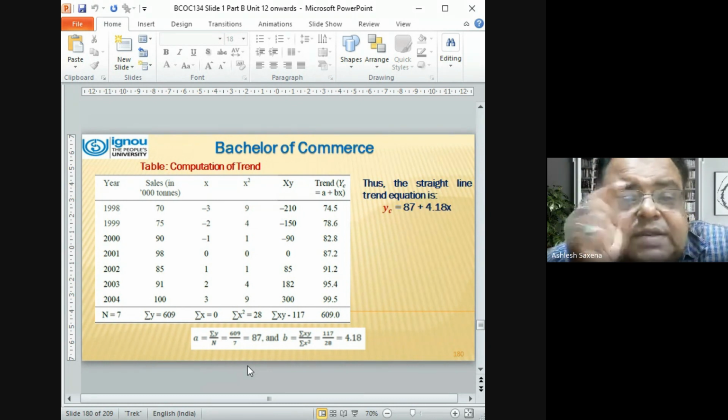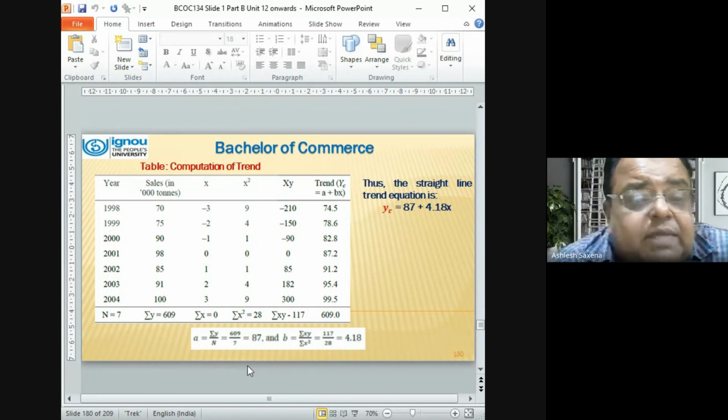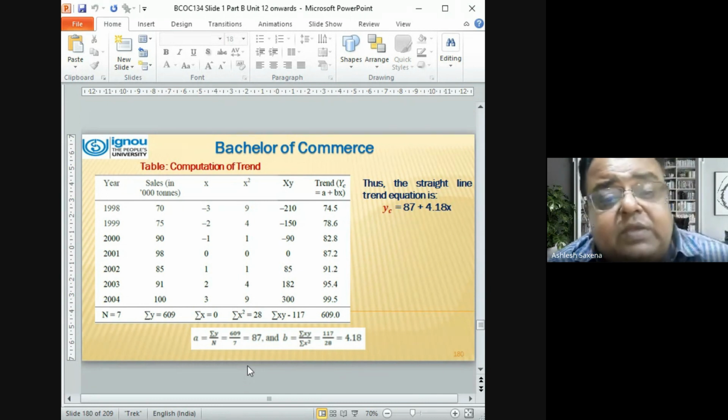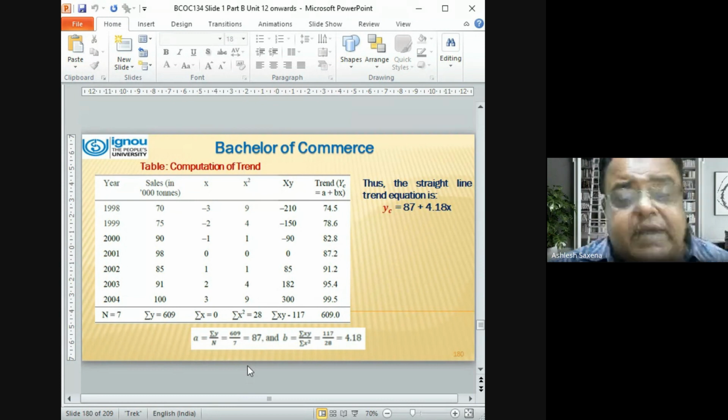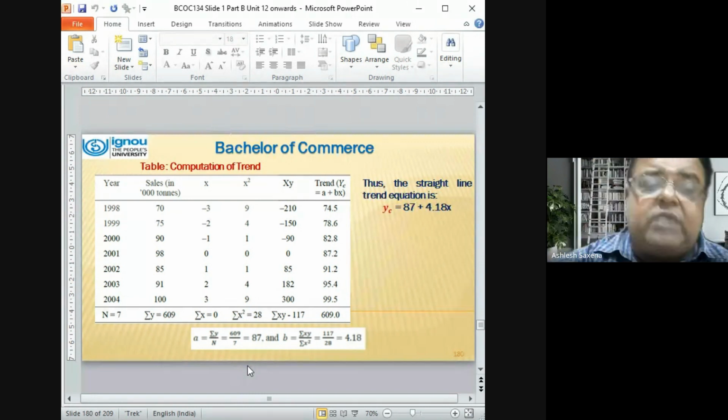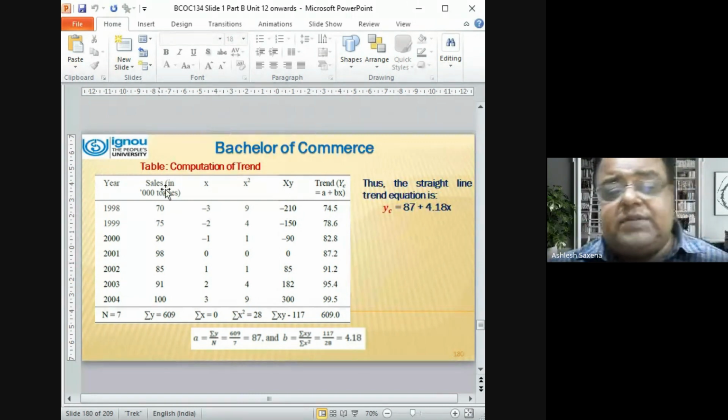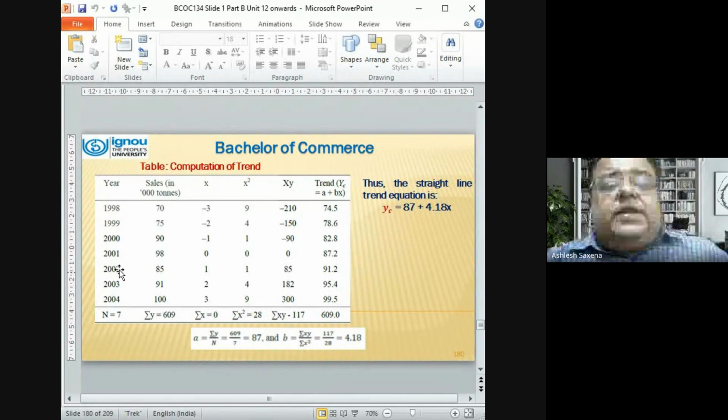Now the question arises, from this data how you will calculate the value of a and b. Now a is summation y upon n, your summation y is 609. 609 divided by 7 is 87. And for b, you have to evaluate summation xy upon summation x square. The summation xy is 117 and your summation x square is 28. So 117 divided by 28 is 4.18. That is the trend equation for this data.